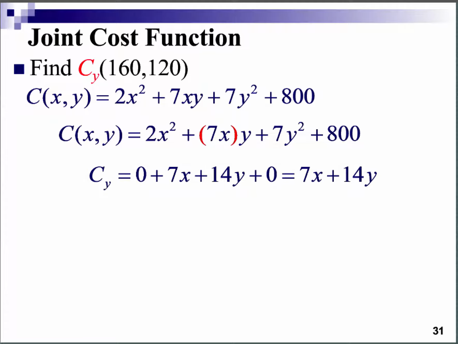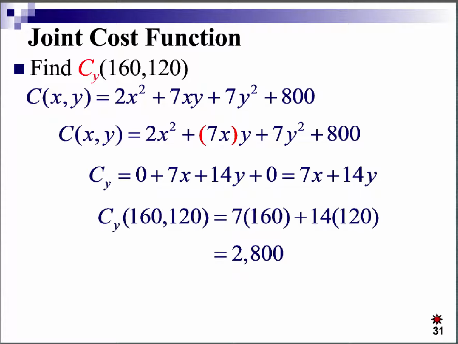Remember, we're taking the partial with respect to y, so x behaves like a constant. So 2x squared is also behaving like a constant, so the derivative of 2x squared is 0. The second term, which is mixed, looks like a constant multiplier times y. The derivative in that case is just the constant, so in this case it's 7x. The third term, 7y squared, has a derivative of 14y, because again, we're taking the partial with respect to y, that's our variable, and 800 goes to 0 as before. So the partial derivative with respect to y is 7x plus 14y.